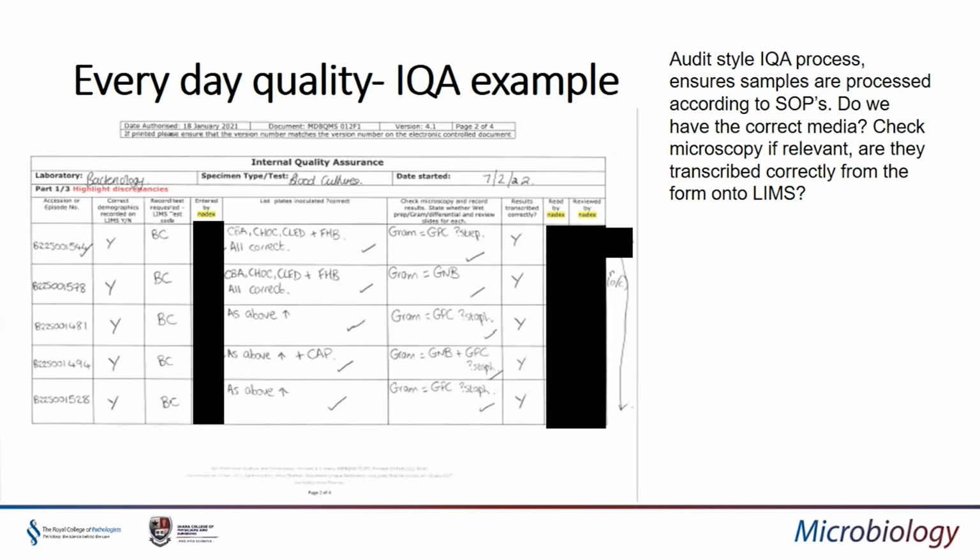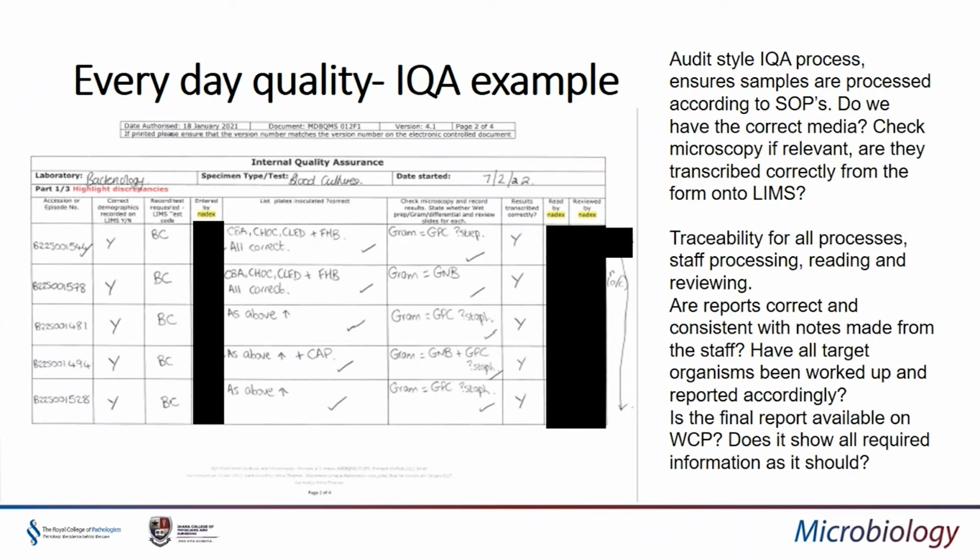It ensures samples are processed according to the SOPs, and the traceability for all processes, staff processing, reading and reviewing. Are the reports correct and consistent with notes made from the staff? Have all target organisms been worked up and reported accordingly? And is the final report available on the Welsh Clinical Portal? And does it show all the required information as it should?